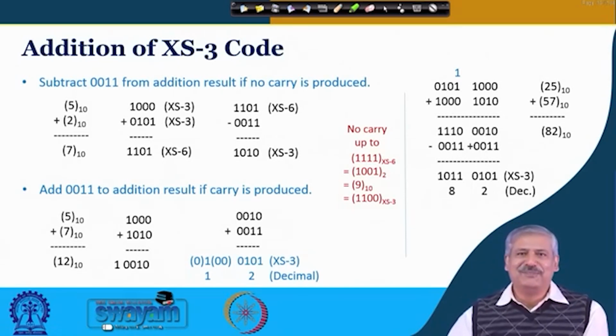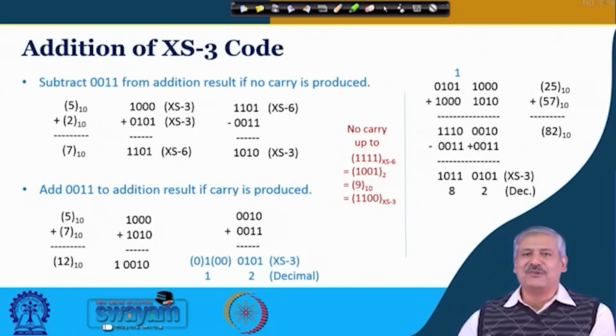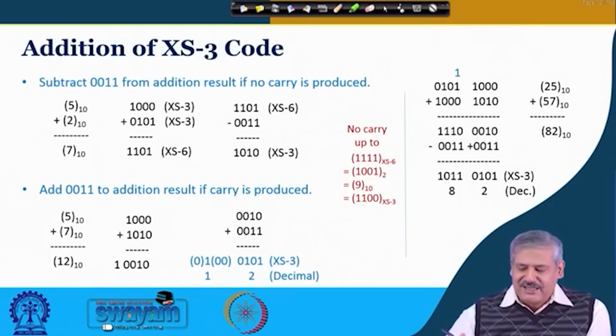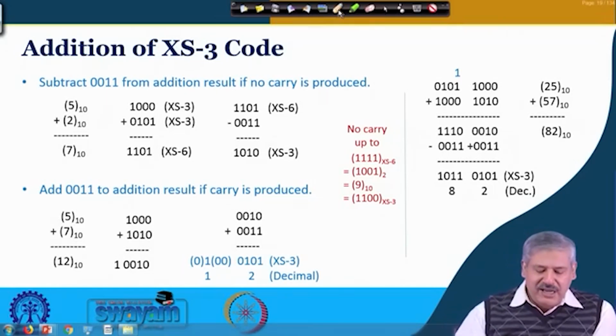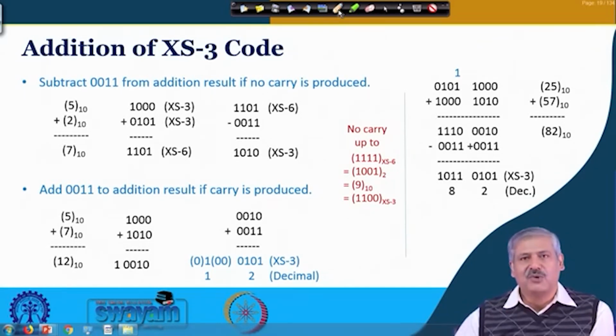So, the benefit you will see over here. Compared to BCD arithmetic, you will see that XS3 arithmetic is simpler. So, let us see how the arithmetic is done. If we are looking at addition of two numbers for which no carry is produced, what is the implication of it?